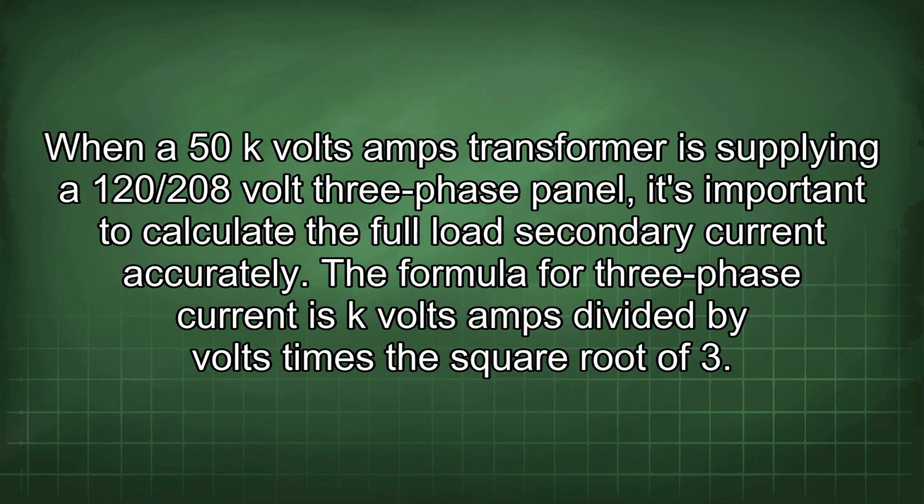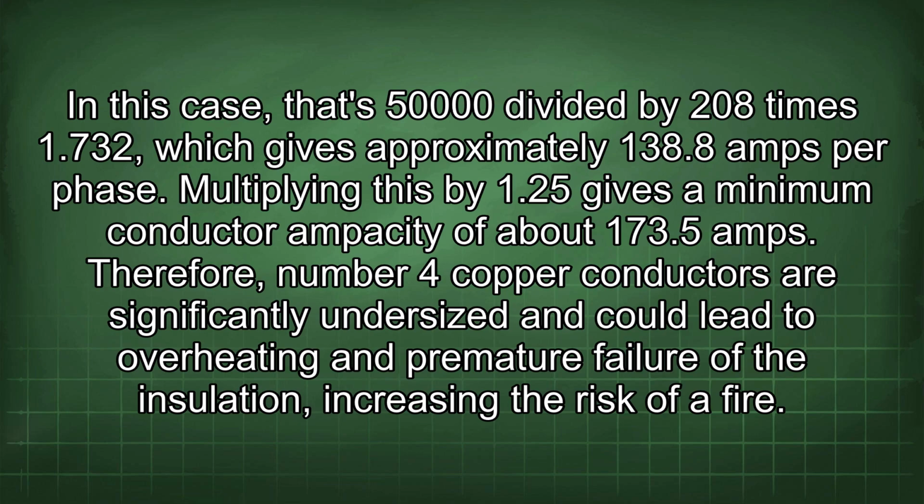When a 50 kV transformer is supplying a 120/208 volt 3-phase panel, it's important to calculate the full load secondary current accurately. The formula for 3-phase current is kVA divided by volts times the square root of 3. In this case, that's 50,000 divided by 208 times 1.732, which gives approximately 138.8 amps per phase. Multiplying this by 1.25 gives a minimum conductor ampacity of about 173.5 amps. Therefore, number 4 copper conductors are significantly undersized and could lead to overheating and premature failure of the insulation, increasing the risk of a fire.